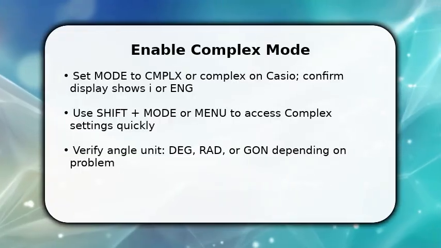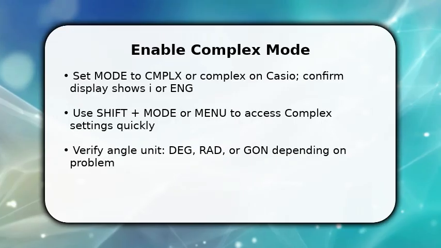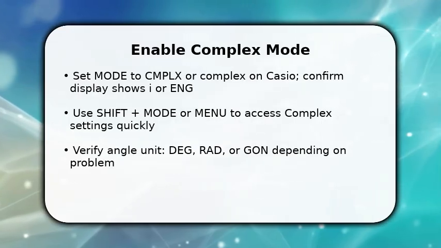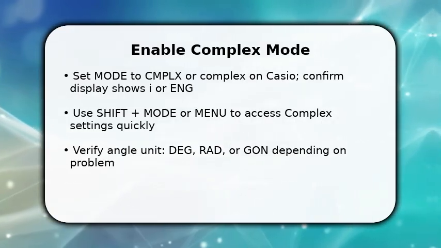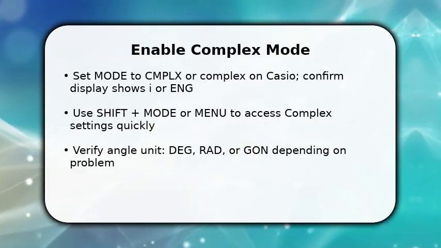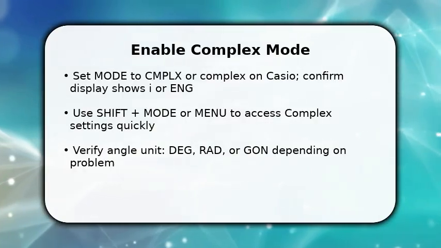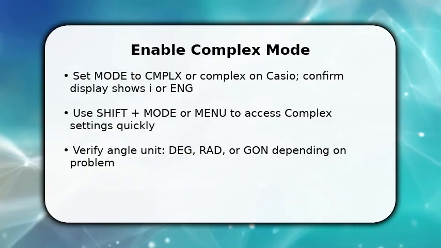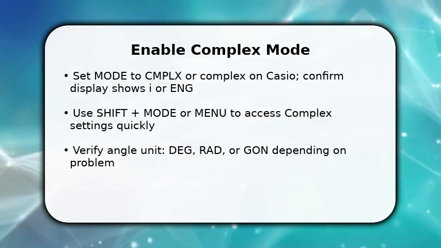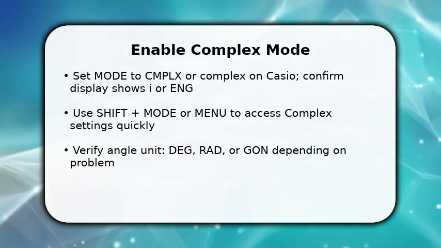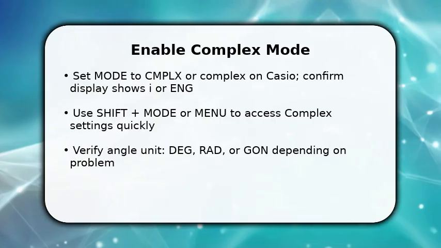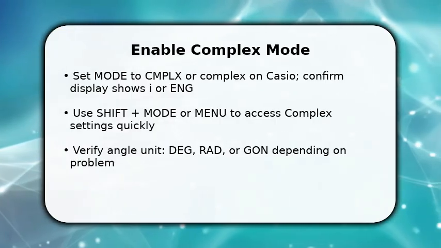You start by switching the calculator to complex mode, so operations treat numbers as a plus bi. Press mode, then select CMPLX. On some Casio models, use Shift plus mode and choose complex. Once done, check the angle unit, set DEG or RAD to match your formulas. Make sure the display shows the imaginary unit i when you type numbers like 3 plus 4i.